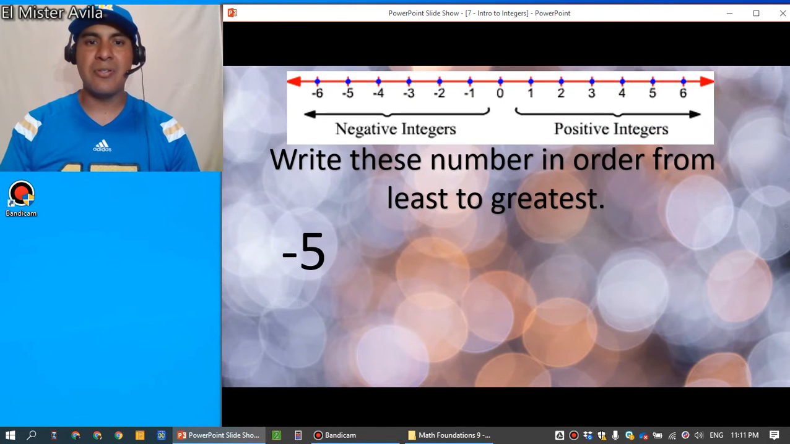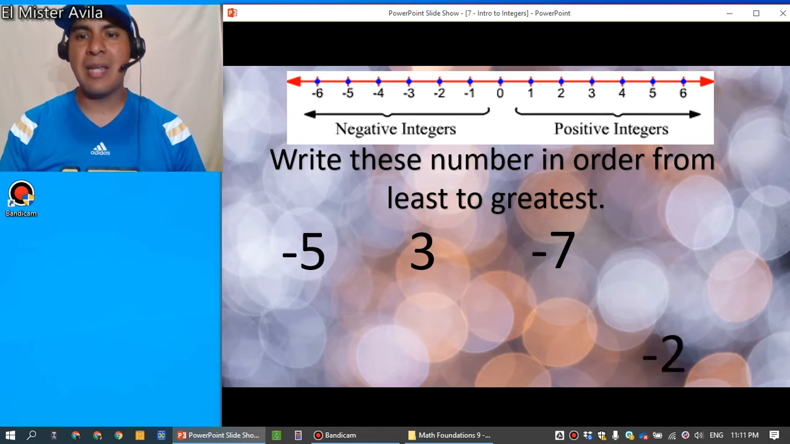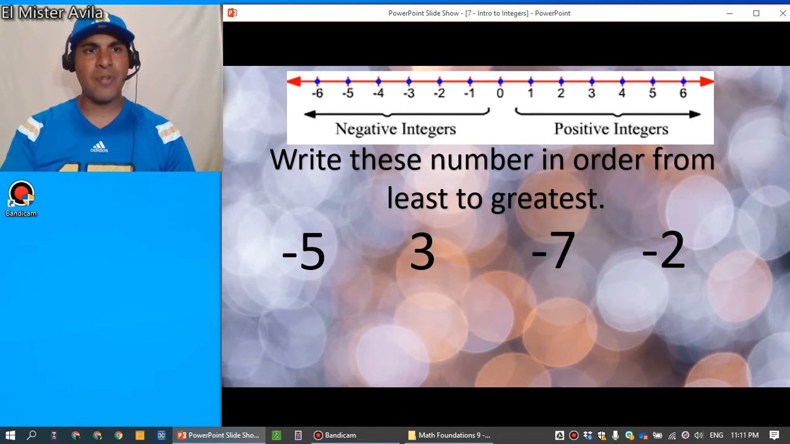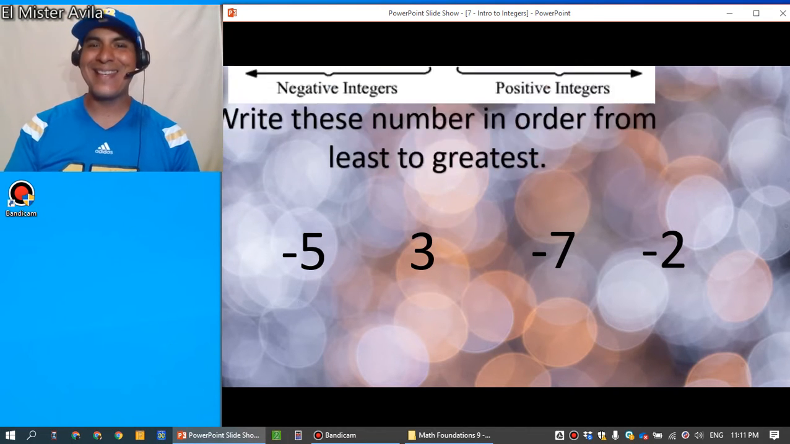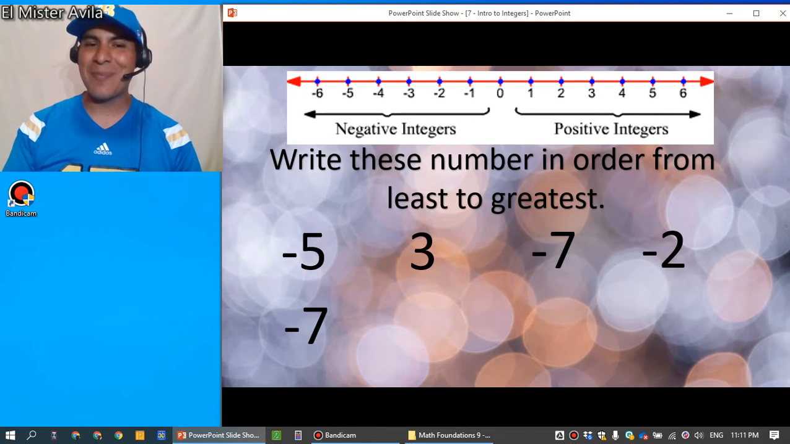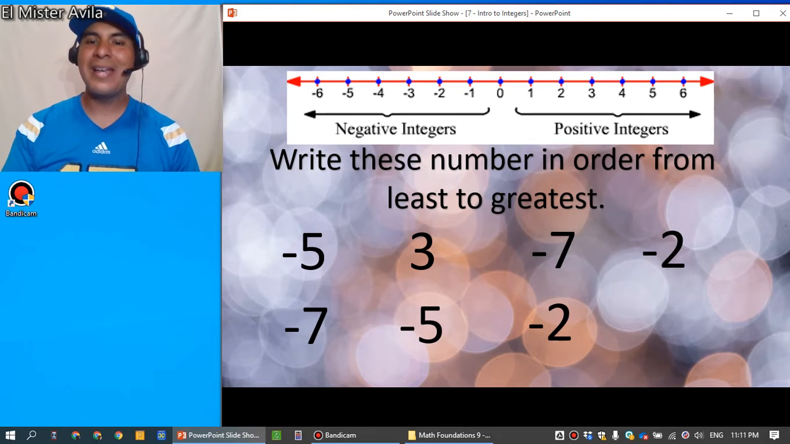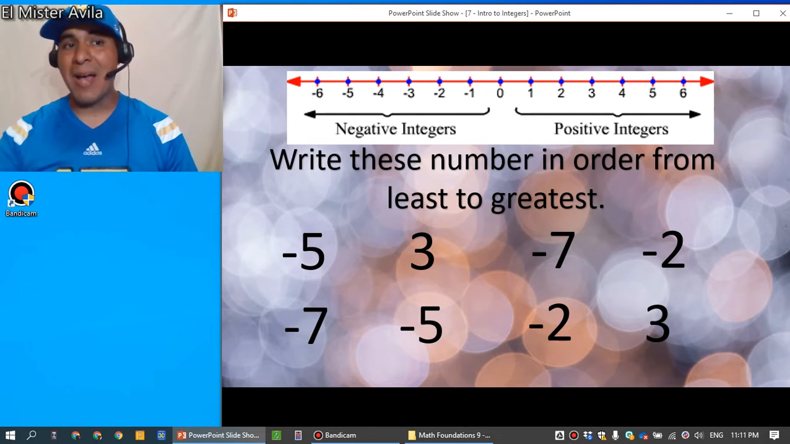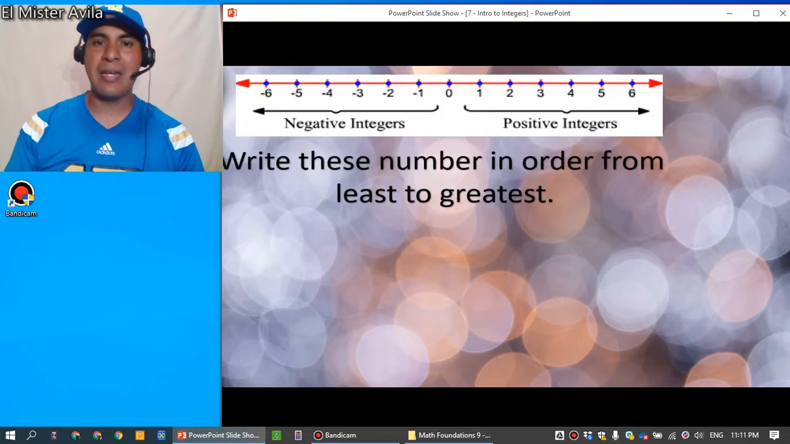What about these numbers? -5, 3, -7, and -2. Try it out first. Which would be the smallest number? And write these numbers in order from least to greatest. Here we go. The smallest number would be -7. The next number, -5. The next number, -2. The next number, 3. Any positive number would always be greater than a negative number.